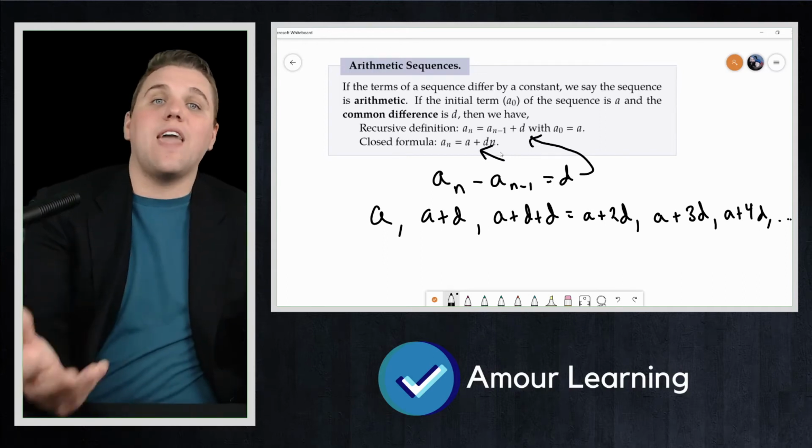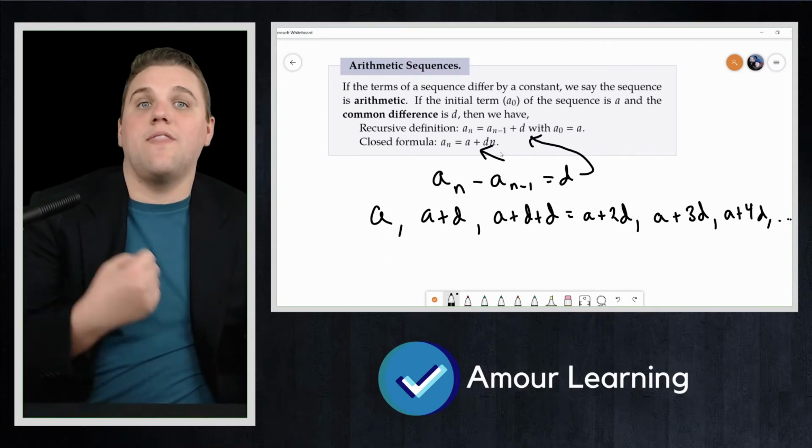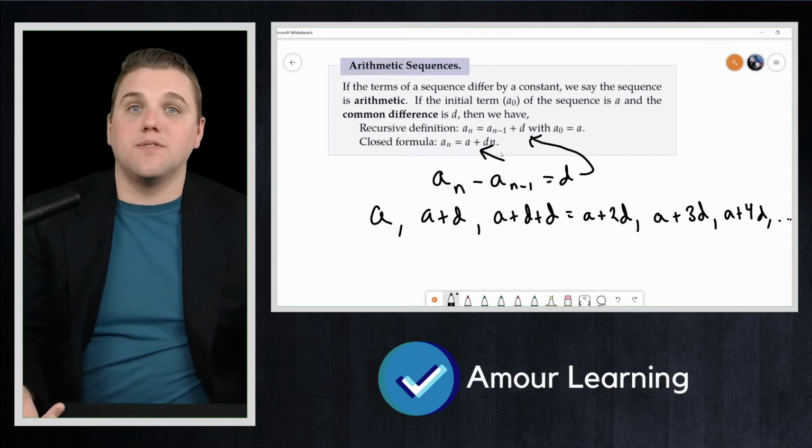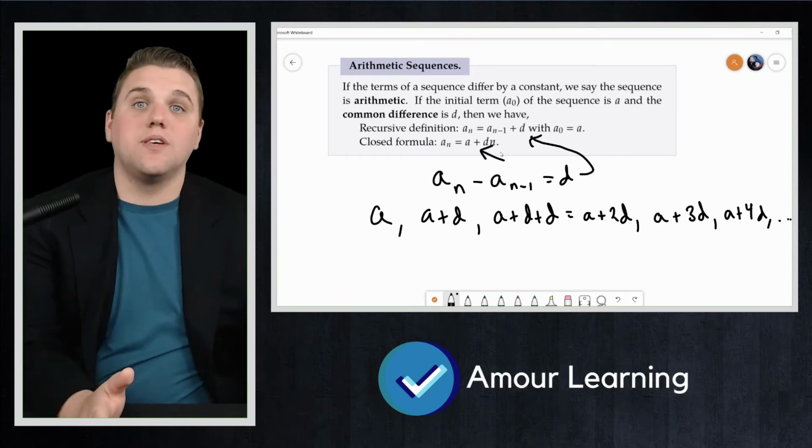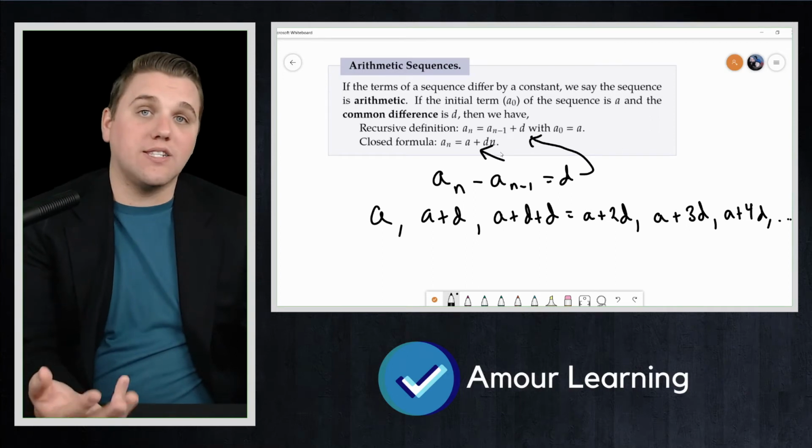So we see that to find the nth term, we need to start with a and then add d a bunch of times. In fact, add it n times. That's why an equals a plus d times n.